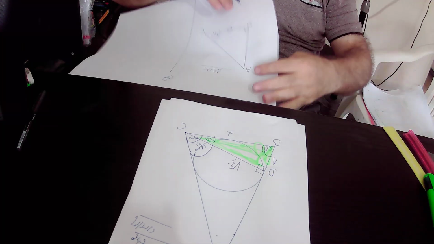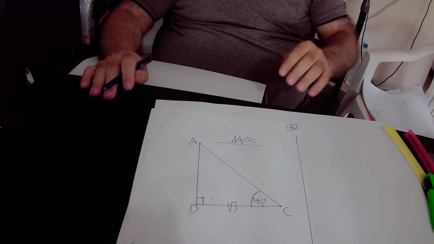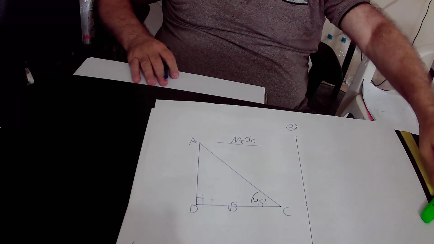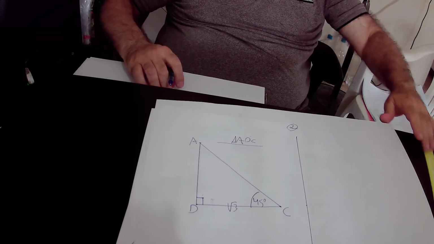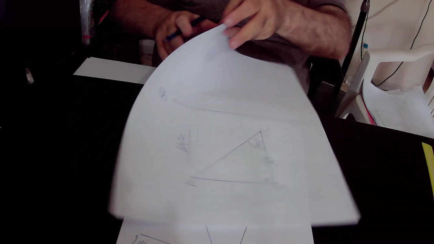So actually, this is the right triangle ADC that I copied from the original drawing. The sum of the angles in the right triangle ADC is equal to 180 degrees. So which angles do we have in triangle ADC?